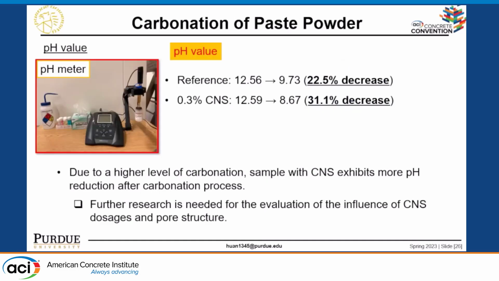Last but not least, we also evaluated the pH value to verify our result. I think it is the same as our previous observation. For the sample with the CNS, we have a higher reduction in the pH value, which means more carbonation. So this study is still in process. Because I only did the TGA, which chemically evaluates the carbonation process, we still need to do more.